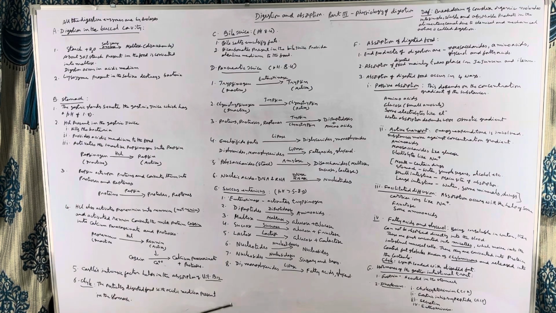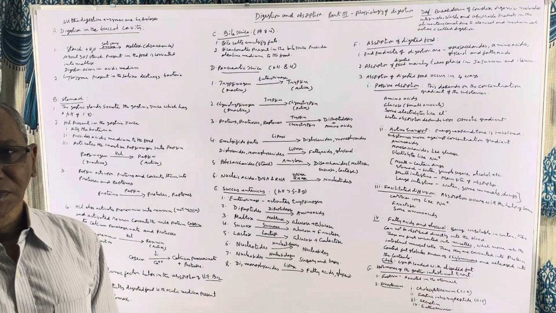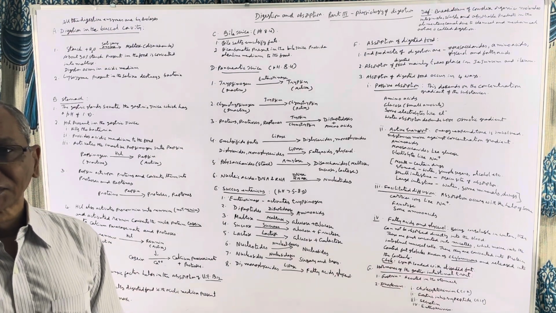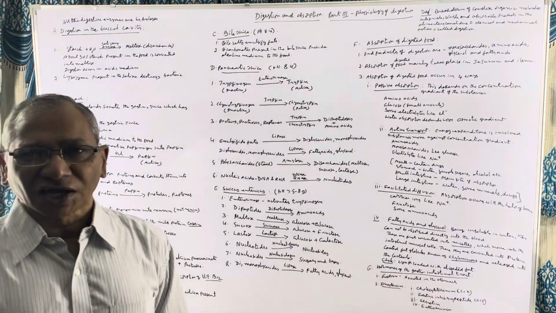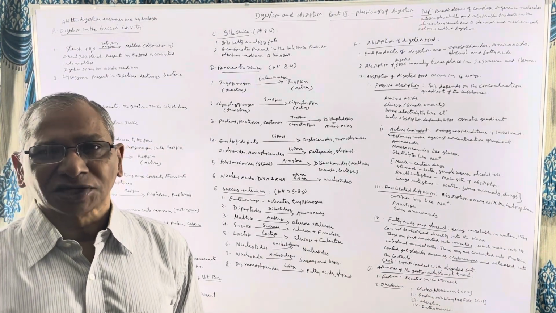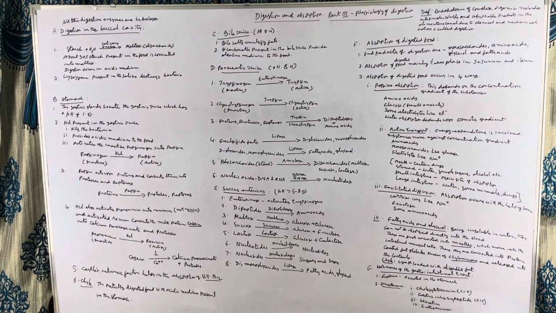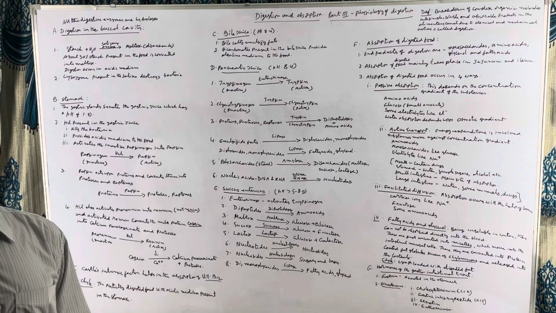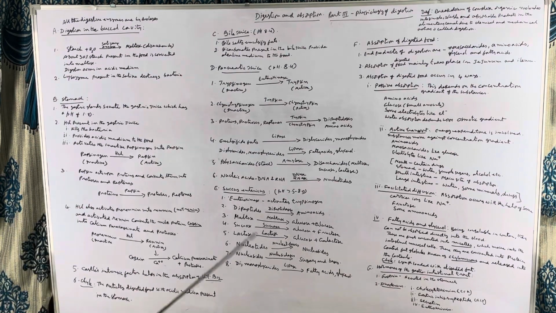Next, it activates pepsinogen into pepsin. Pepsinogen is a protein digesting enzyme. It is secreted in an inactive state. So inactive pepsinogen is converted into active pepsin due to the action of hydrochloric acid. Then the activated pepsin acts upon the proteins and converts them into proteases and peptones.